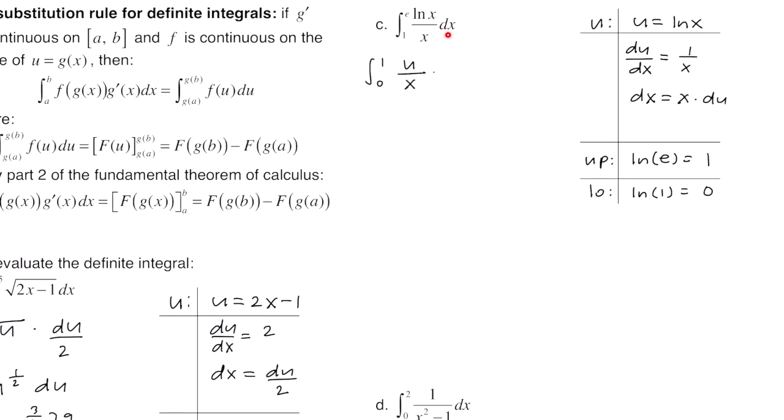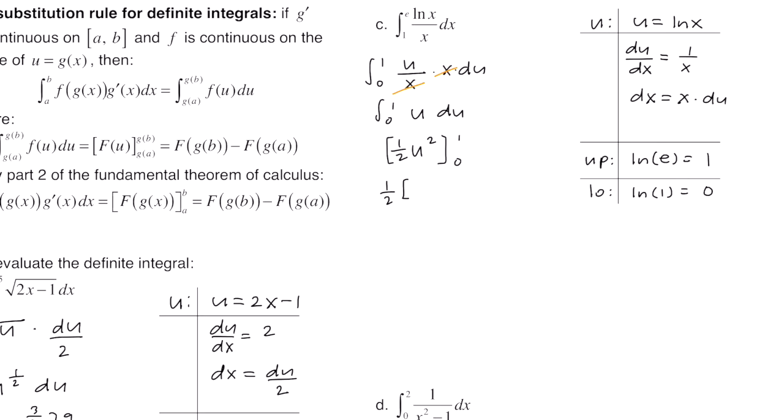And then in place of dx, we're going to put x times du. And again, because the derivative of ln of x is 1 over x, which then when we rewrote this, it brings the x up, and so now these x's cancel. And we're ready to integrate.